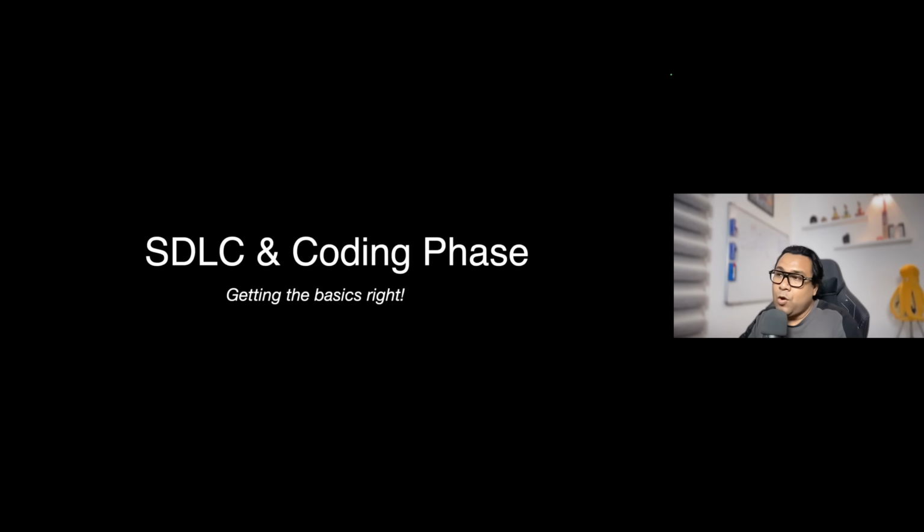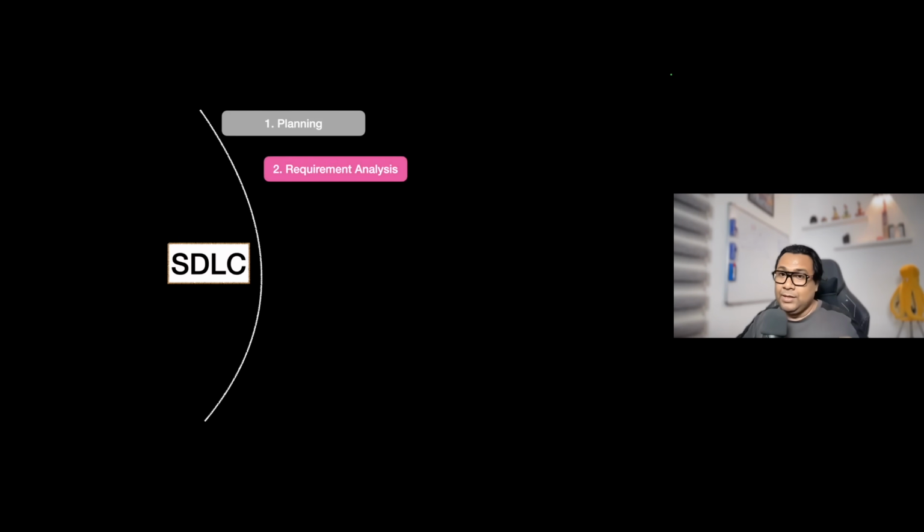Most of you probably already know about SDLC, the Software Development Lifecycle. The Software Development Lifecycle consists of a bunch of phases. What are those phases? The first phase is where the planning comes. To build your software, you start doing planning, and then you get requirements from your customer. You start doing the requirement analysis.